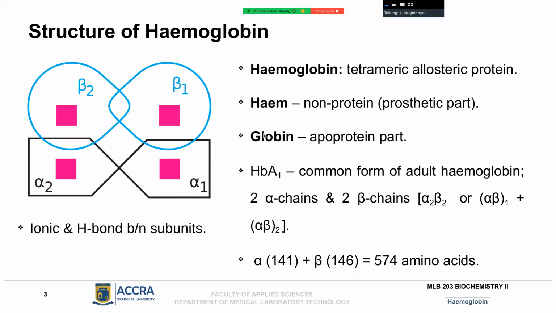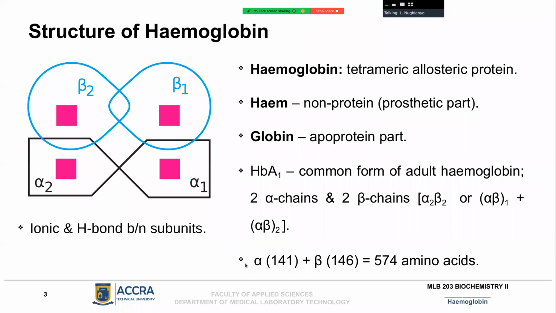Now, the most common form of hemoglobin you will find, we will soon see others, is hemoglobin A1, which is made up of 2 alpha chains and 2 beta chains. That is actually the structure that we are looking at, the alpha and beta chains. Now, one alpha chain contains 141 amino acids, whilst one beta chain contains 146.